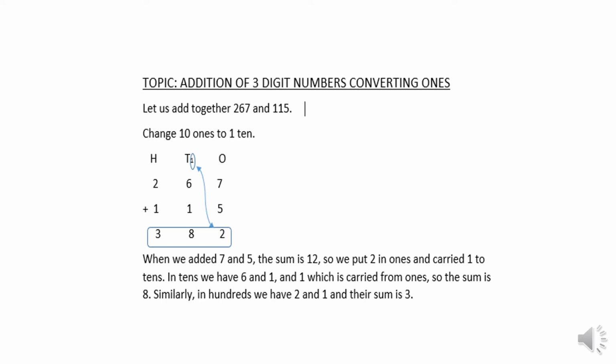I will explain it again. If you see, in ones we have 7 and 5. When we add 7 and 5 we get 12. So we will write 2 below the ones, but we will carry 1 to the tens, and this 1 will be added with tens. In tens we already have 6 and 1, and this one will also be added, so we will get 8, and in hundreds we have 2 plus 1, that is 3.